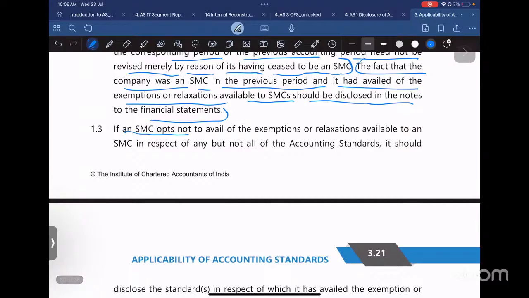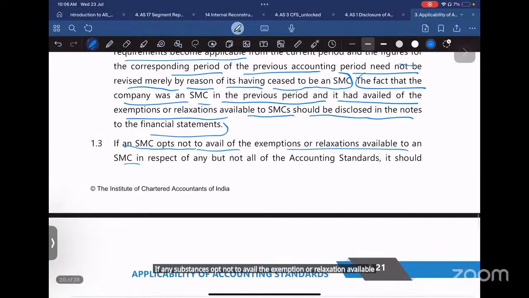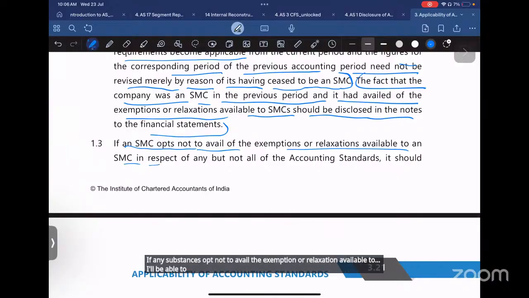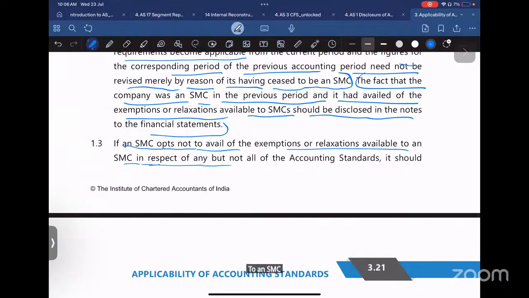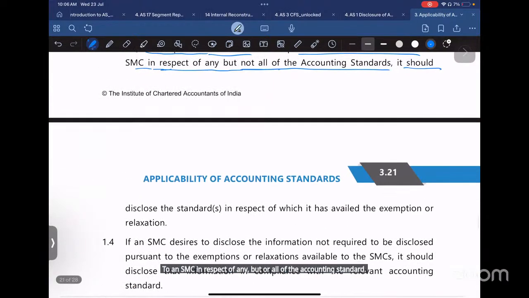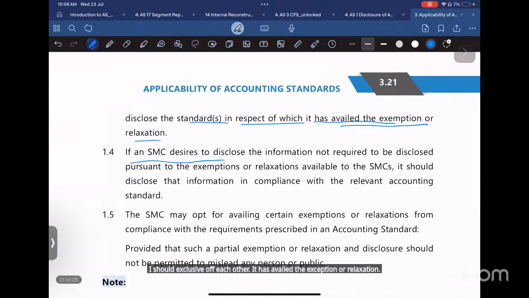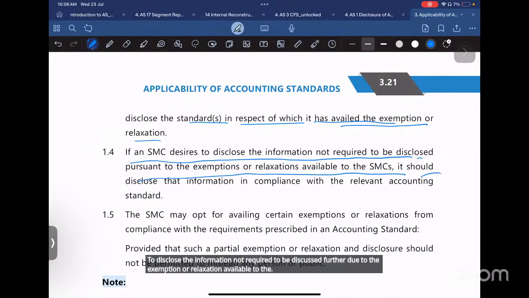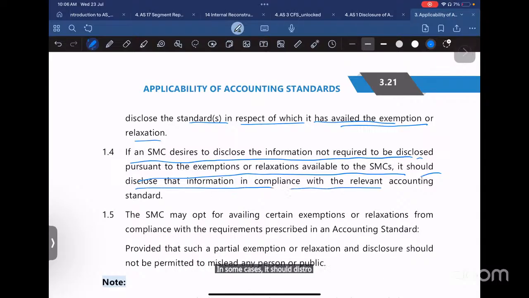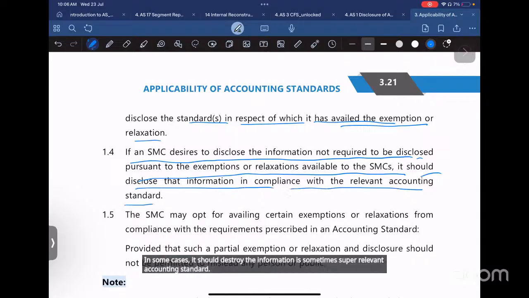If an SMC opts not to avail the exemption or relaxation available to SMCs in respect of any or all of the accounting standards, it should disclose the standard in respect of which it has availed the exemption or relaxation. If an SMC desires to disclose information not required to be disclosed pursuant to the exemption or relaxation available to SMCs, it should disclose that information in compliance with the relevant accounting standard.